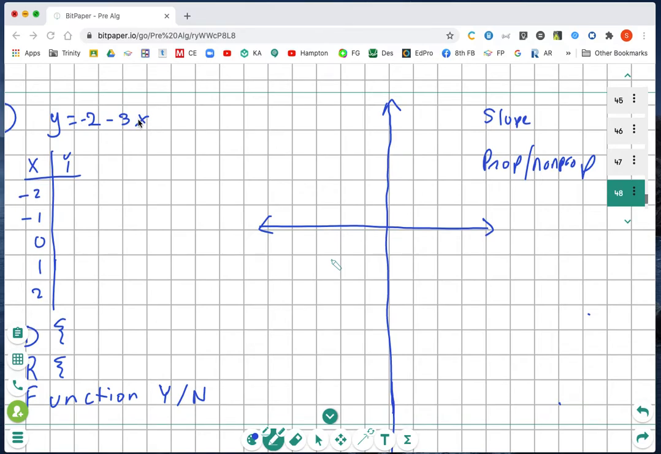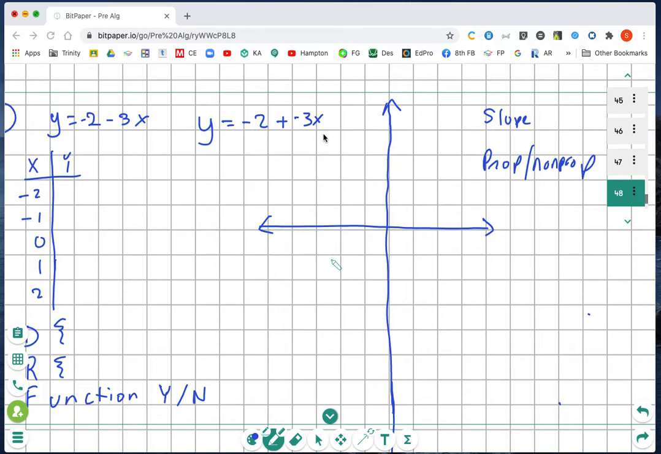Now before I start generating my range, let's make sure we know, when do we subtract? The answer is never. So we're going to do keep, change, change. So y is equal to -2 plus -3x. Y is equal to -2 plus -3x.